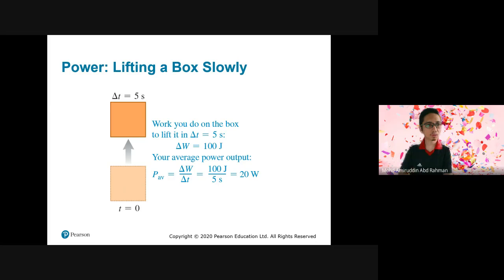Let's say we have a problem here. You want to lift a box slowly. The work you do on the box to lift it in delta T equals 5 seconds, the total work done, is 100 joule. So the average power will be 100 divided by 5, and you obtain 20 watt.